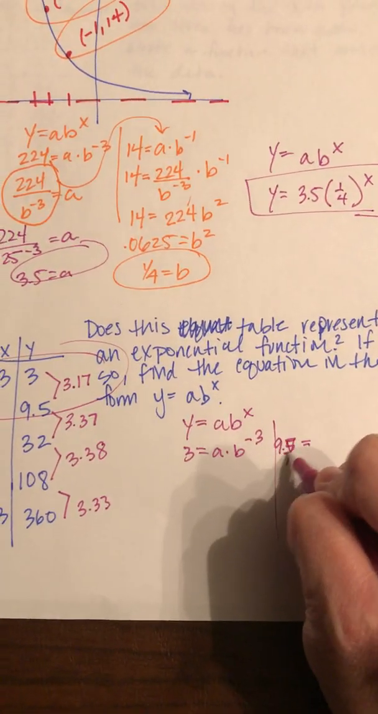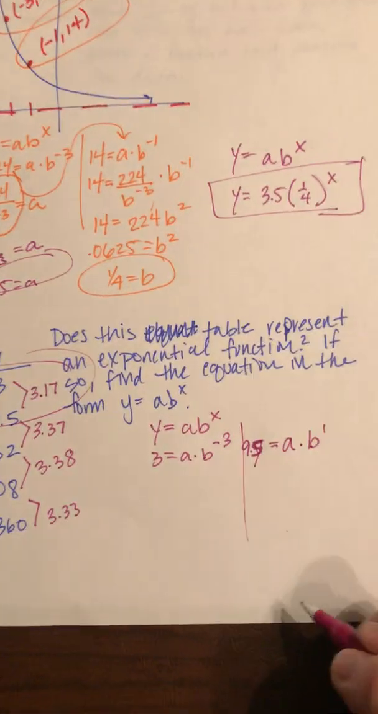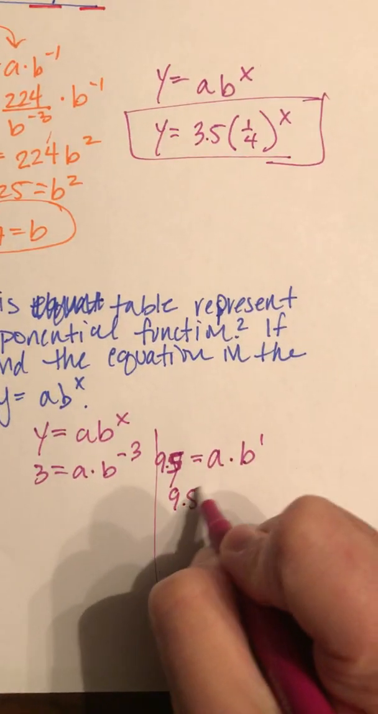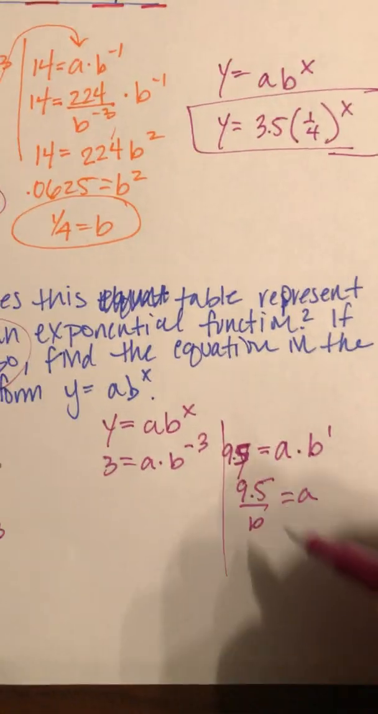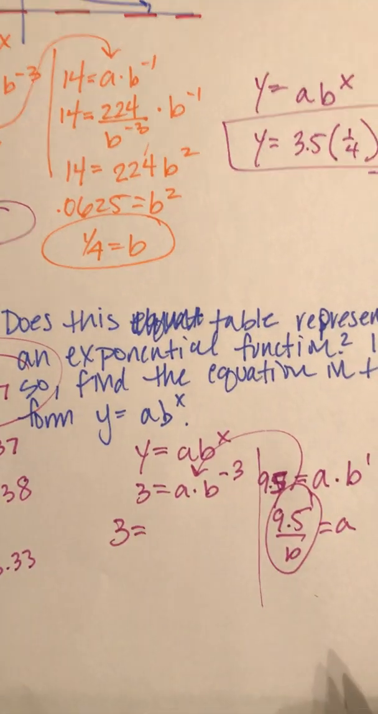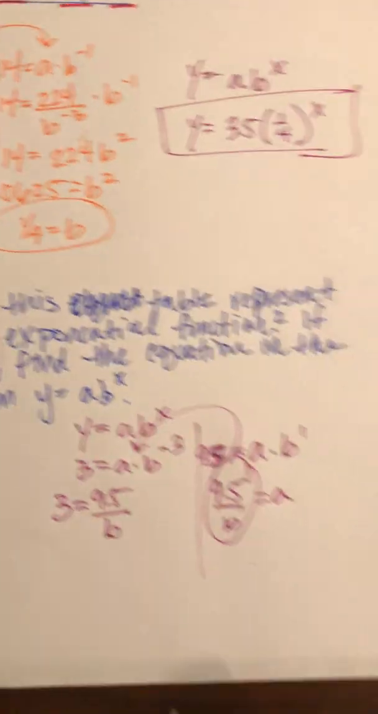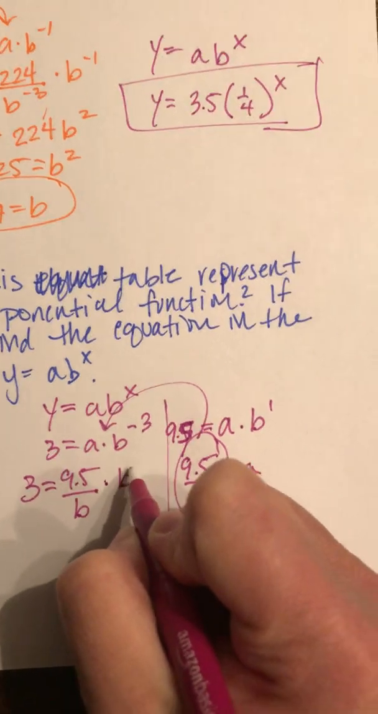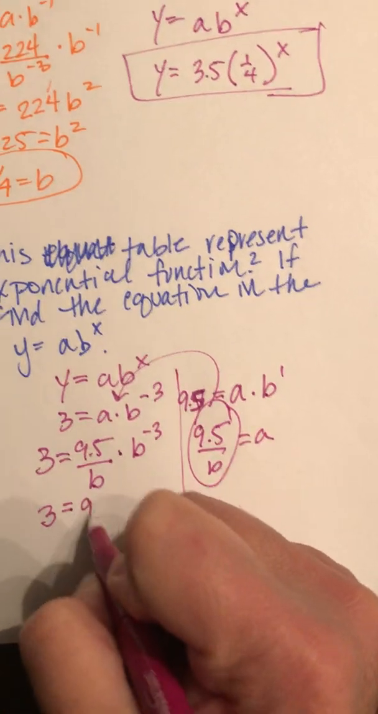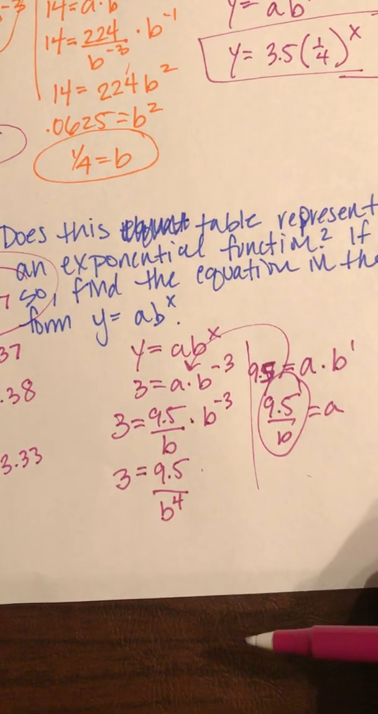Oops. This should say 9.5 equals a times b to the first power. I'm going to solve one of my equations, this time I'll do this one just for fun. I'm going to solve this for a, and plug this back into my equation and solve for b. So I get 9.5 over b to the first times b to the -3. Be careful with your exponent properties here. You should get 9.5. The b to the -3 will move to the bottom, which ends up giving me 9.5 over b to the fourth.